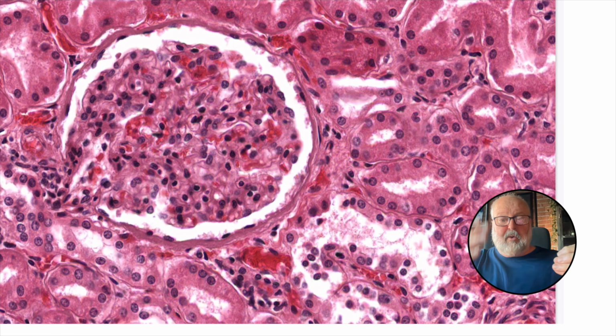Imagine taking a garden hose, sectioning it, and looking at the cut end of the garden hose. That is what we're looking at here. These are tubes where we've just cut them while preparing the tissue. And yes, we do have a space here.